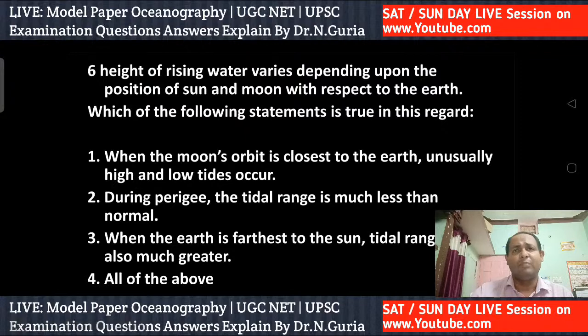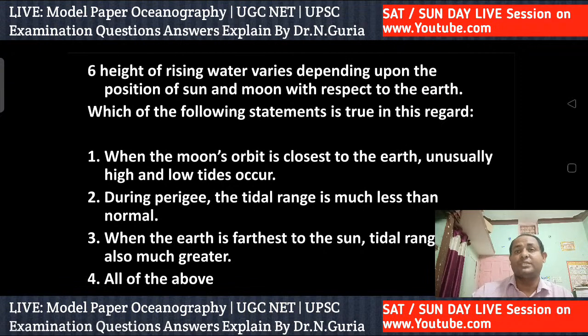Once in a month, when the moon's orbit is closest to the earth, perigee, unusually high and low tides occur, and during this time the tidal range is greater than normal. Two weeks later, when the moon is further from earth, apogee, the moon's gravitational force is limited and the tidal ranges are less than their average height.